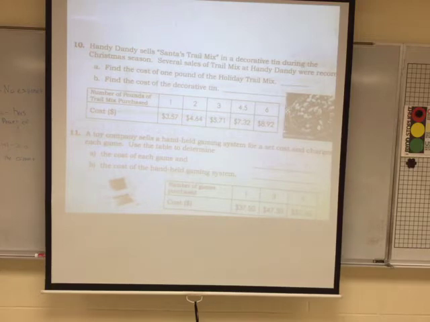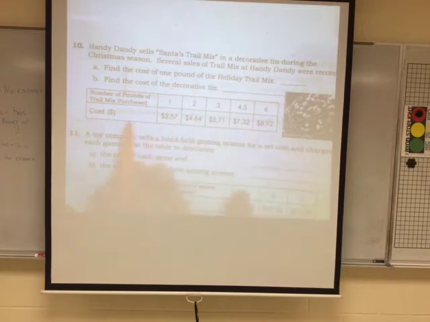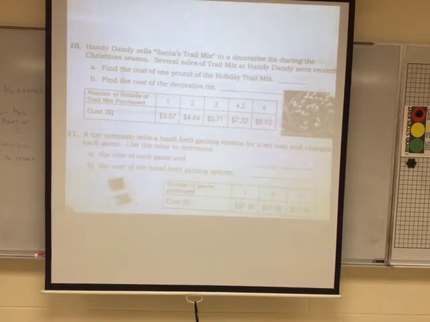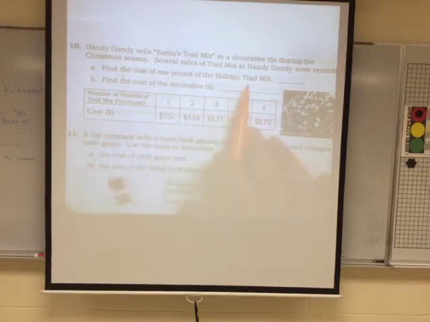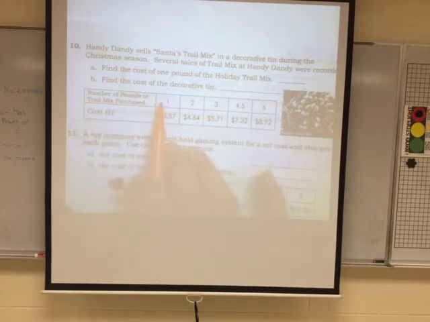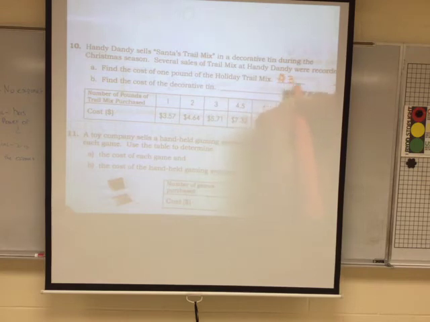Number 10. Number 10 says Handy Dandy sells Santa's trail mix in a decorative tin during the Christmas season. Several sales of trail mix at Handy Dandy were recorded, and those were recorded right down here. So A says, find the cost of 1 pound of holiday trail mix. So 1 pound, so the number of pounds of trail mix purchased. So 1 pound costs $3.57.